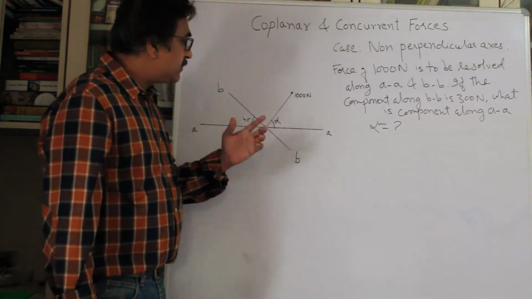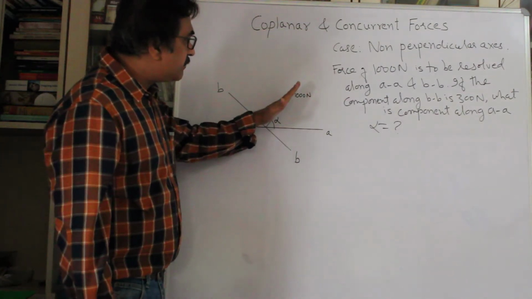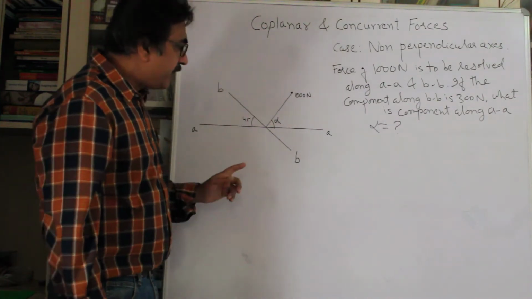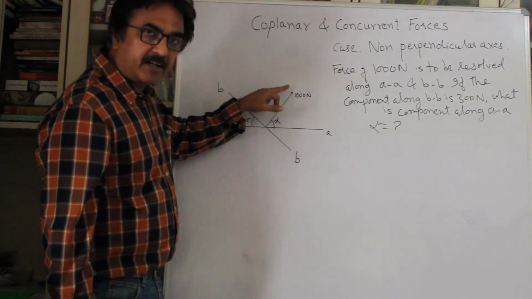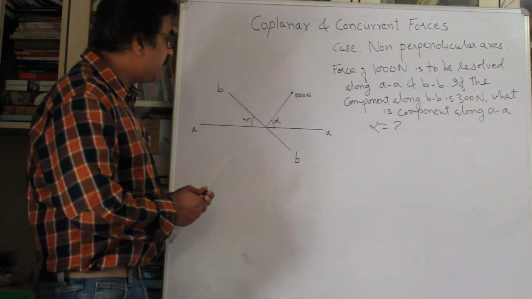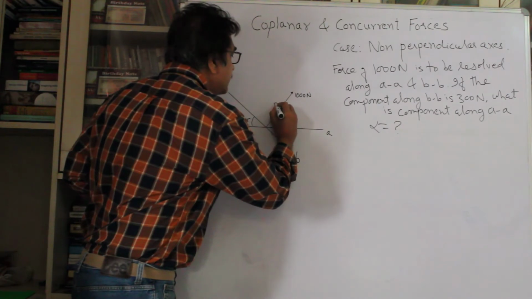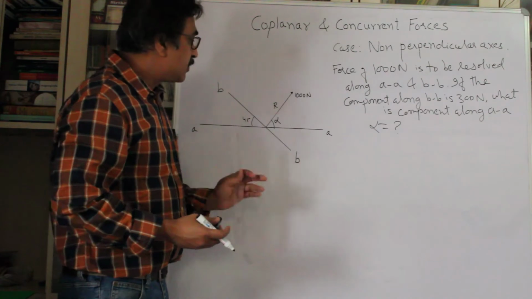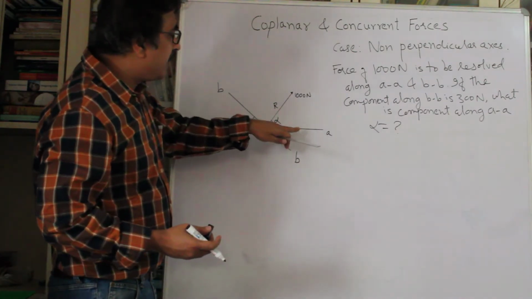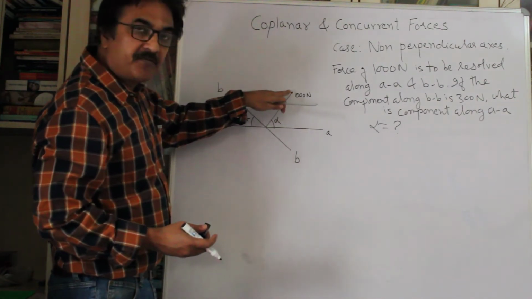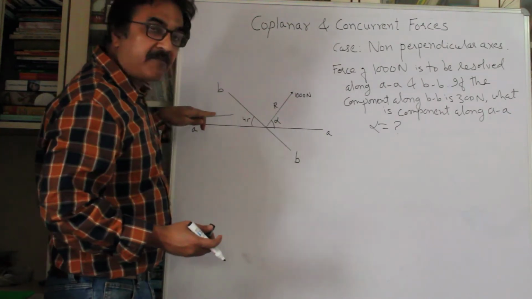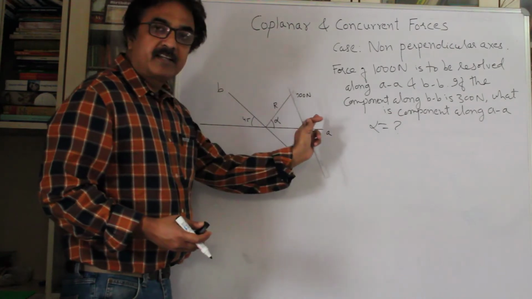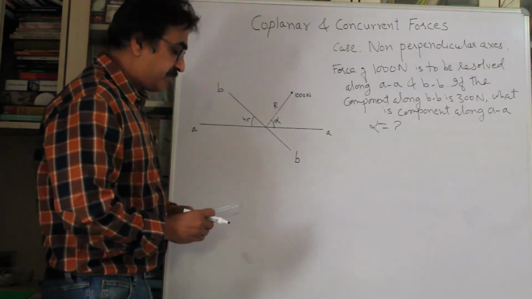But what we can do is, assume this is the vector and this magnitude is given as 1000. From the tip of this vector, this is going to be the resultant. So let me write down this as R, right? This is the resultant of two forces, one along AA and the other along BB. So we will draw a line from the tip of this resultant parallel to AA. Similarly, we will draw a line parallel to BB from the tip of this resultant. And that completes our parallelogram. So let's do that.